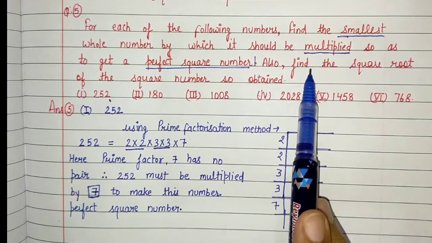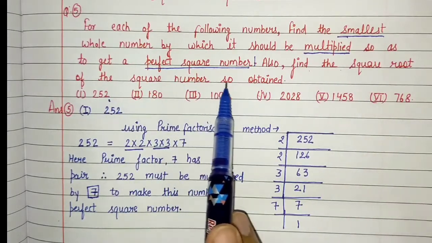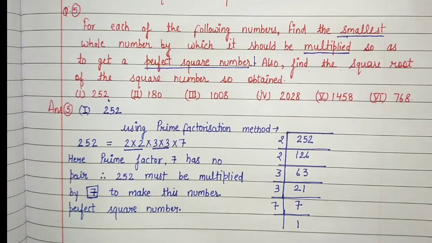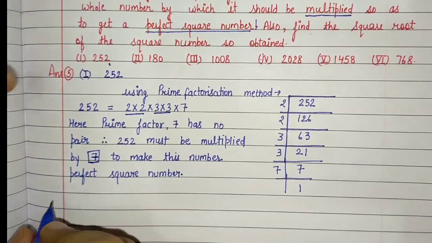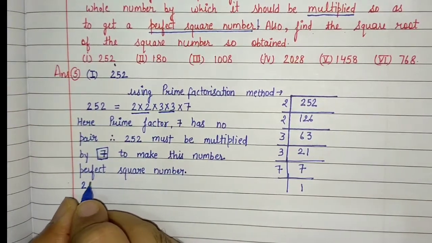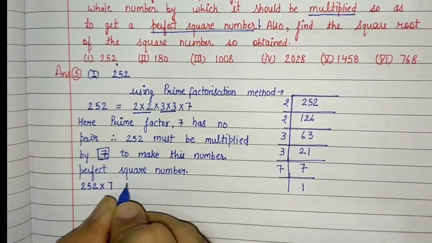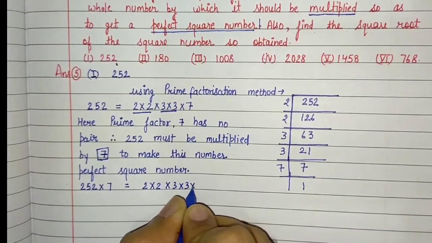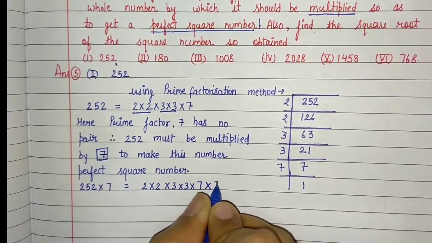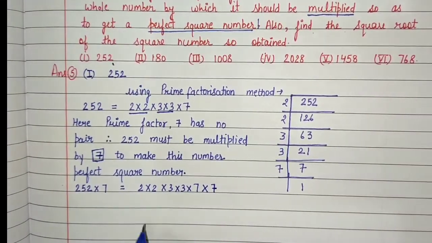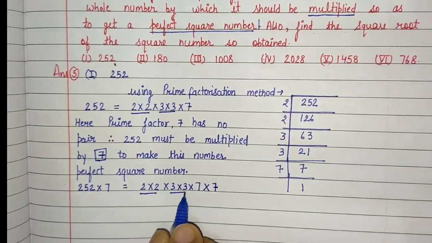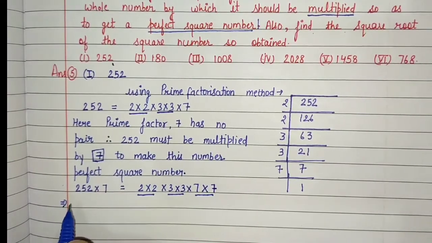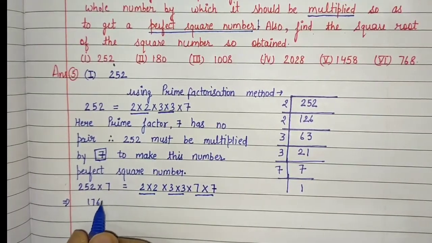After that the question is to find the square root of the square number obtained. Now we will find the square number first, then the square root. What you have to do is multiply with 7 both sides. 252 into 7 here and this side also. These are the factors and one more 7. Now if you check, each and every number has a pair. Just multiply 252 into 7 and you will get 1764.